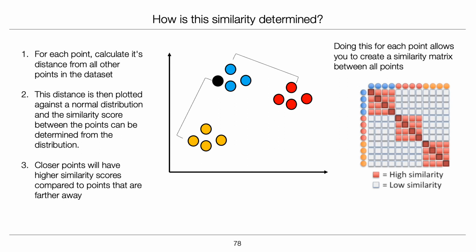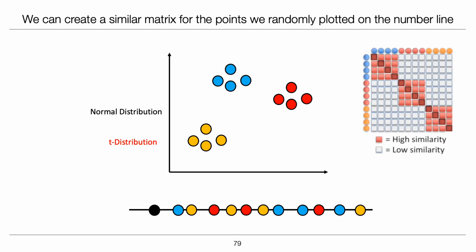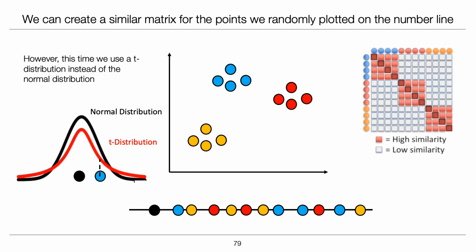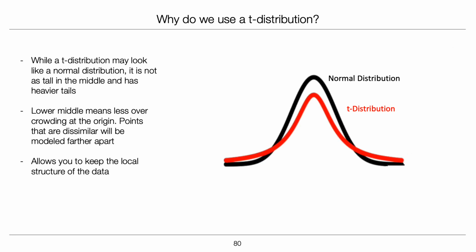So that is using the original 2 dimensions. We can do exactly the same and create another similarity matrix between all the points that we have placed on the one-dimensional number line. However, now we don't use the normal distribution. Instead, we're going to use the t-distribution. Well, t-distribution may look like a normal distribution. It's not as tall in the middle, and it has fatter tails.